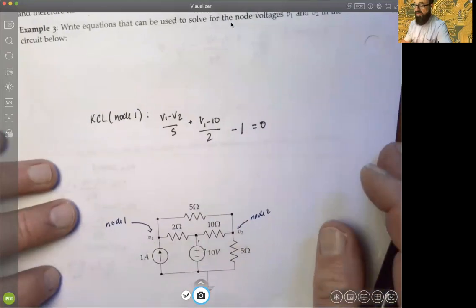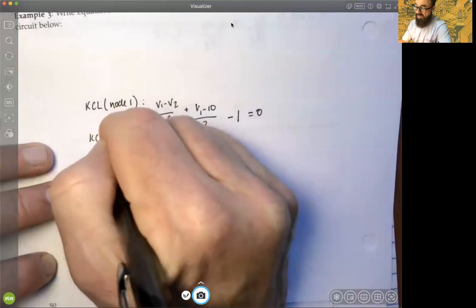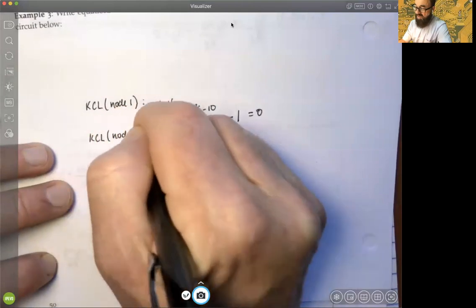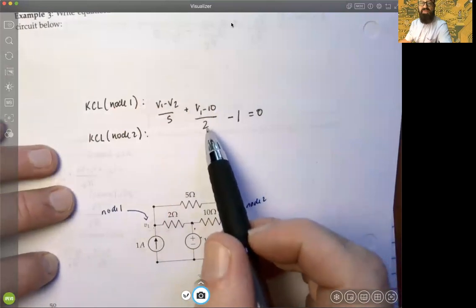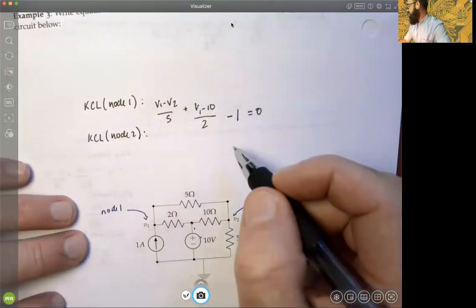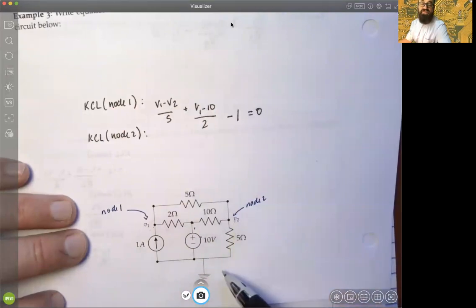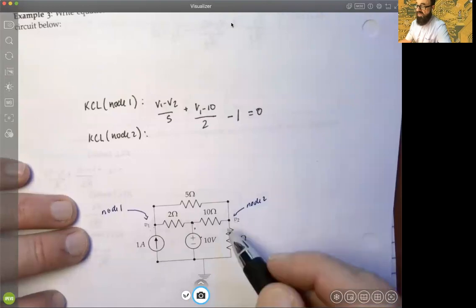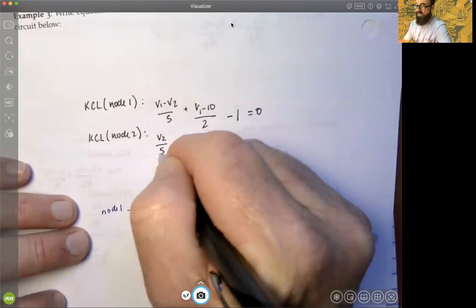Similarly, we can do the same thing for the second node. So let's do KCL for node 2 and come up with a second equation, because in this equation we have 2 unknowns. That would give an infinite number of solutions, so we need another equation involving both of these node voltages. So over here, let's suppose we go down from the voltage for node 2 down to the ground, which has voltage 0. So that would be V2 minus 0 over 5, or just V2 over 5.